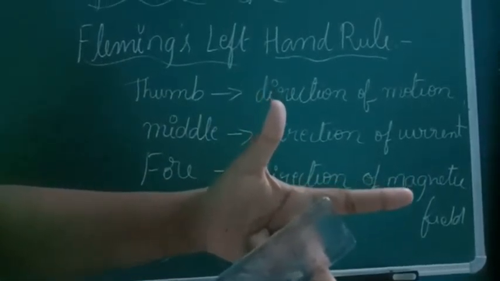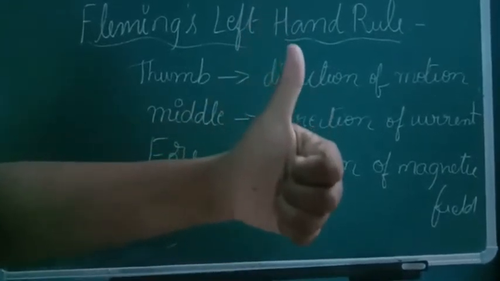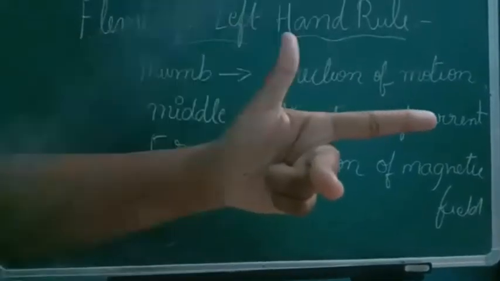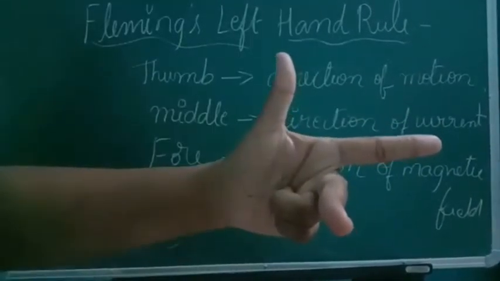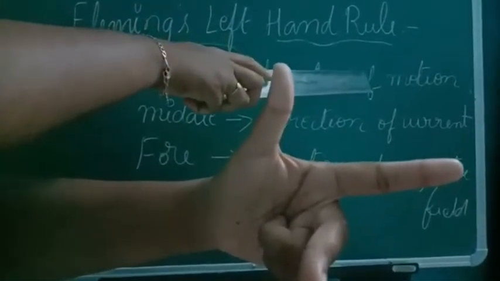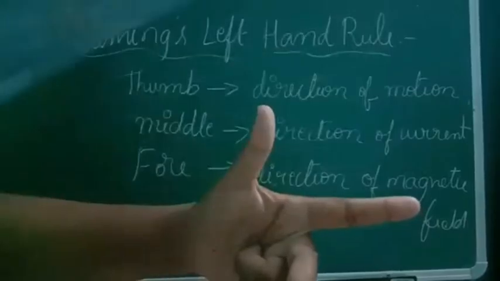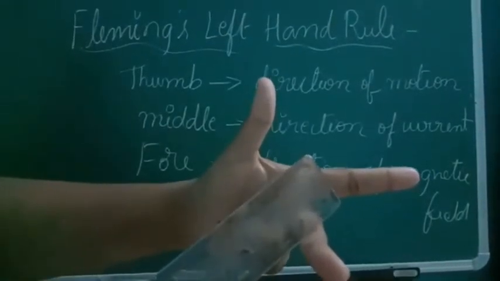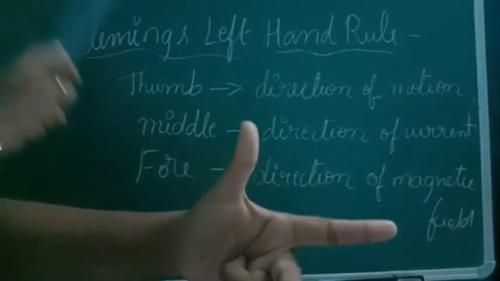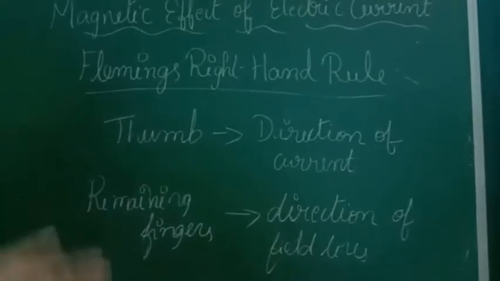So we shall recall again. First, you have to arrange the thumb finger, forefinger, middle finger perpendicular to each other. Next, the thumb finger indicates the direction of motion, the forefinger indicates the direction of magnetic field and the middle finger indicates the direction of current. So this is what is called Fleming's left hand rule. Are you clear with Fleming's left hand rule?